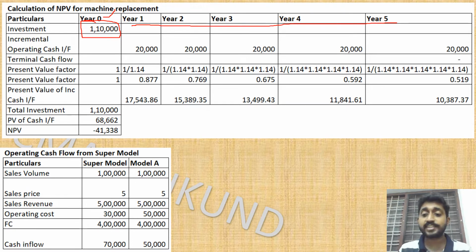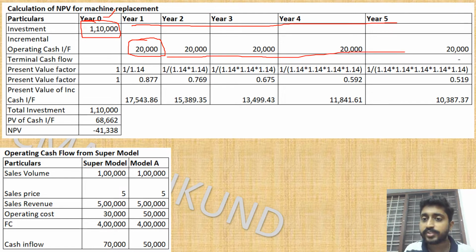Maybe your book has not solved it in this fashion. This is only to help you understand, but it is advisable also. You can use this same methodology in your answer sheet also. So let's go. What is the incremental cash flow we are getting by taking out model A and bringing in the super model? 20,000 is the additional cash flow. So in year 1 we will get 20,000, and in the same way every year we will get 20,000 by operating the super model for its 5 years life. Year 1, year 2, year 3, year 4 and year 5.